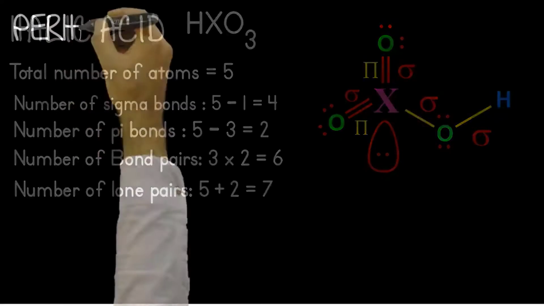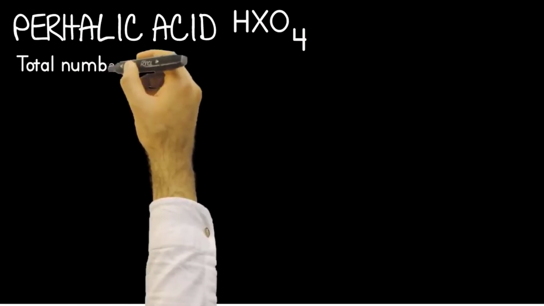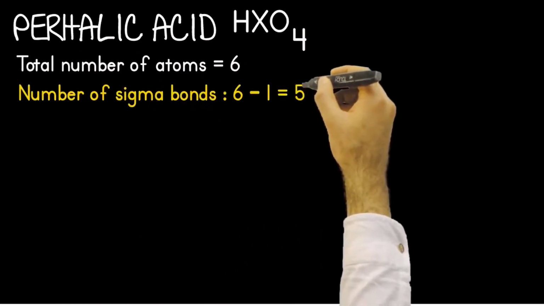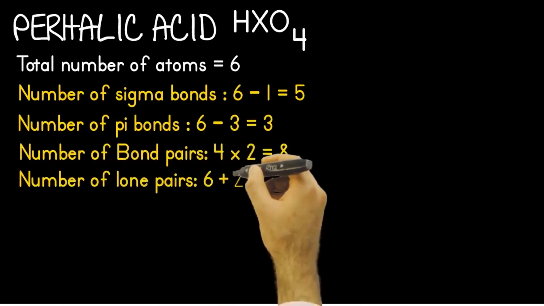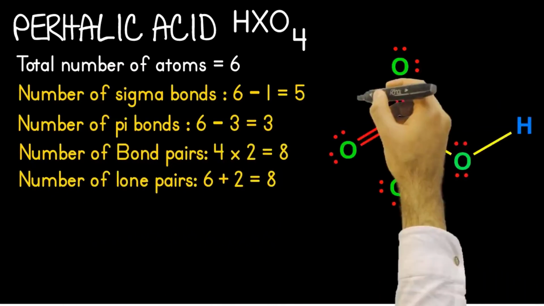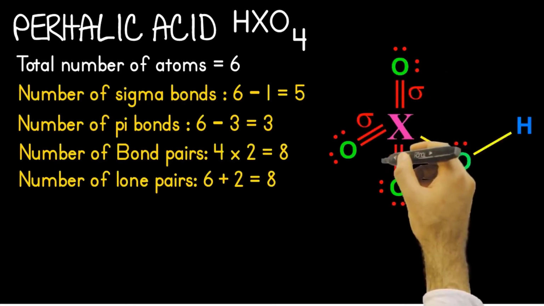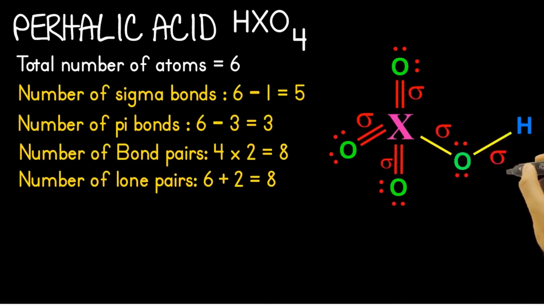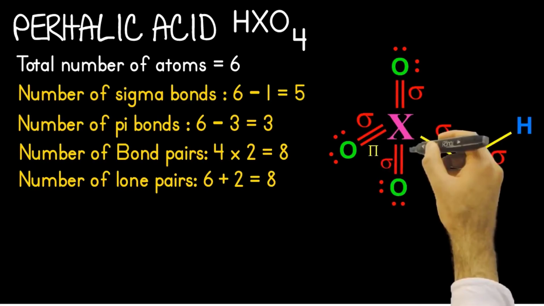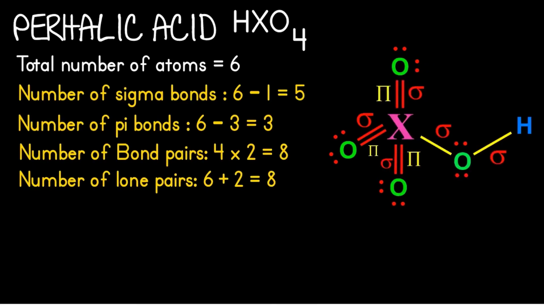For perhalic acid having formula HXO4, in one molecule, total number of atoms is 6. Number of sigma bonds, we can calculate 6 minus 1, it comes out to be 5. Number of pi bonds, 6 minus 3, it comes out to be 3. Similarly, number of bond pairs, there are 4 oxygen atoms, so 4 multiplied by 2, it comes out to be 8 here. Finally, the number of lone pairs, that is 6 plus 2, it comes out to be 8 lone pairs.